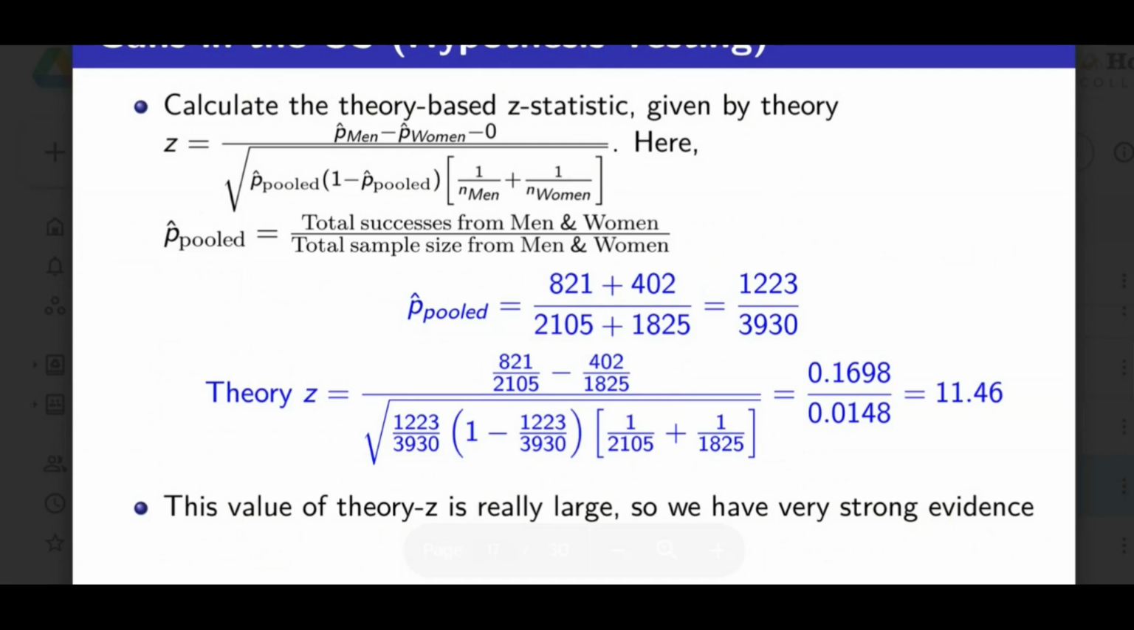All right? So it's just arithmetic. It's nothing to do with statistics actually. But look at the size of the Z statistic, 11 something. I don't think we've ever had one this size in this class yet. This is huge.